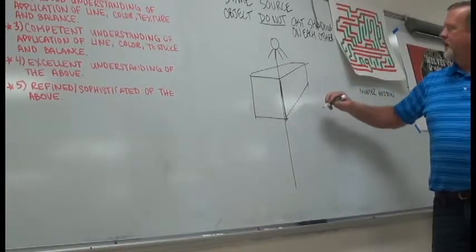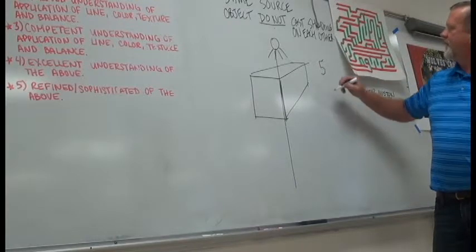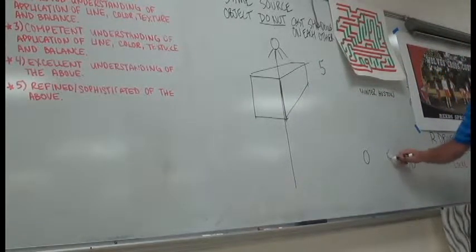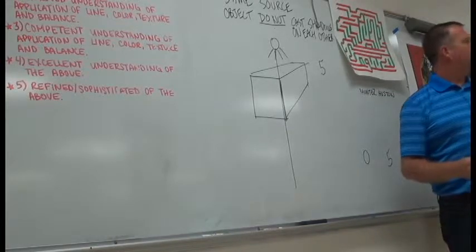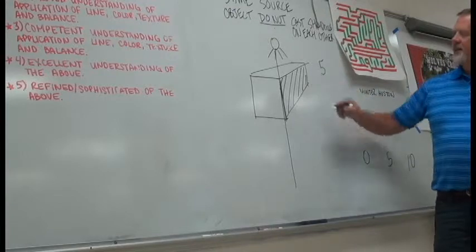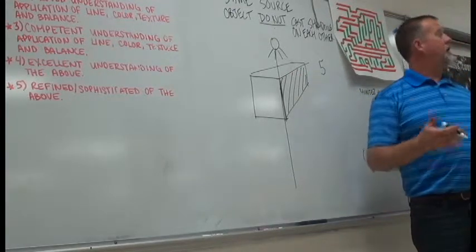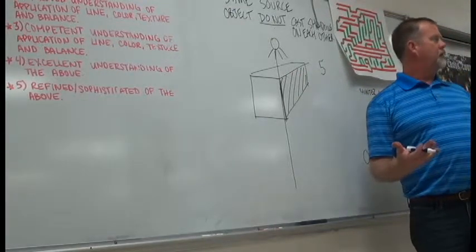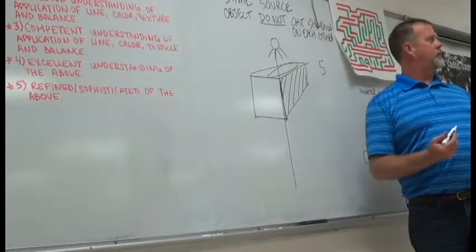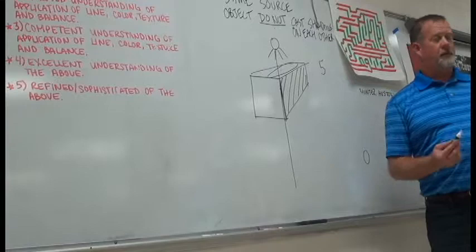So that would be what we would say a 5 on our value scale of 0 to 10. It would be a perfect middle gray. Okay, so we would shade this whole side over here a 5. While this top is getting direct sunlight, right? So we would leave all of this up here white. Make sense? Okay.